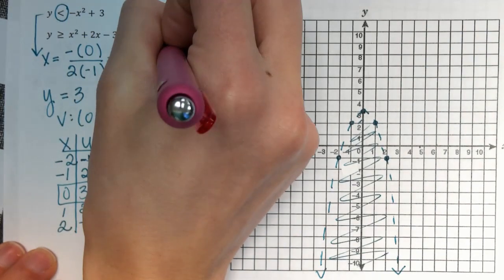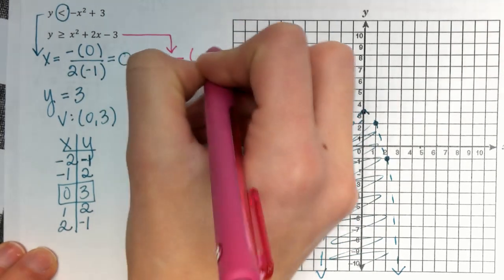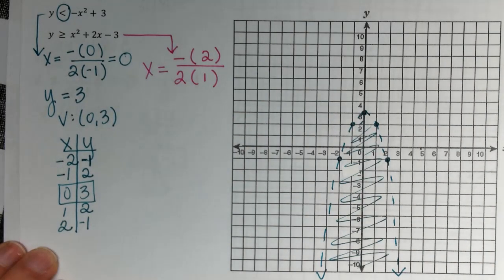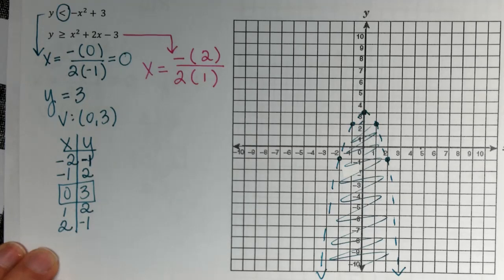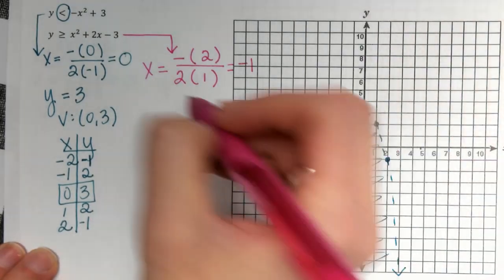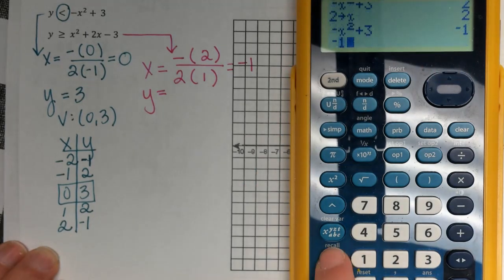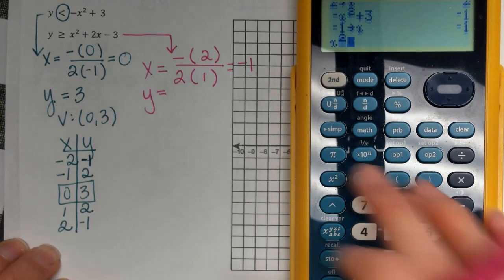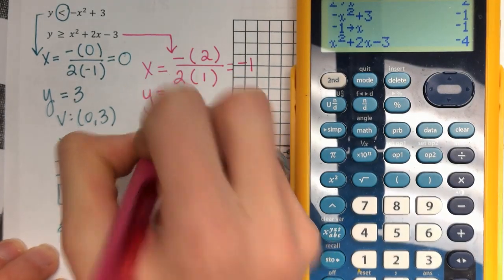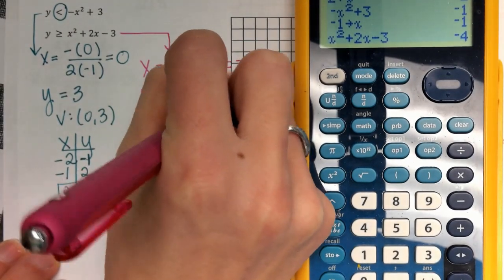So for my second graph, I do the same steps. I've got x equals negative b, now my b value is 2, all over 2 times 1. So negative 2 divided by 2 is going to be negative 1. So when I take negative 1 and store it for x and type in my x squared plus 2x minus 3, it gives me a negative 4. So my vertex is negative 1, negative 4.